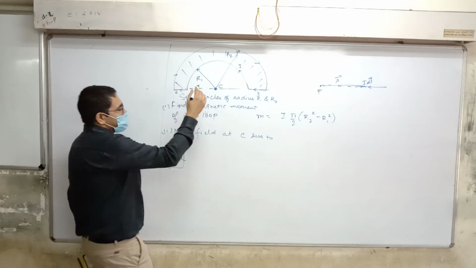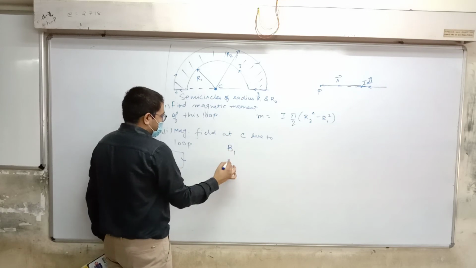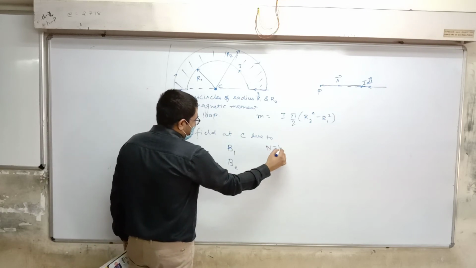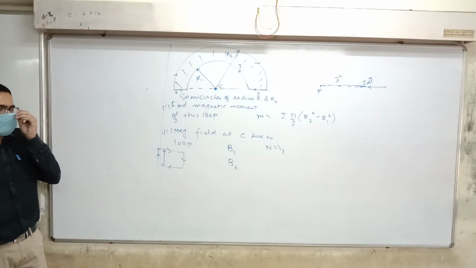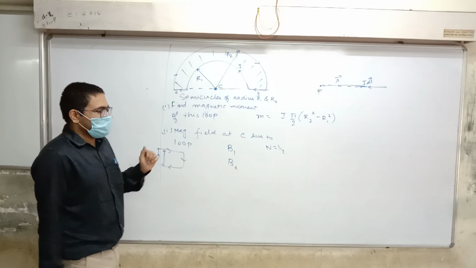Again, consider them to be separate. Find B1, find B2. And remember, both of them have how much turn? Half turn. Right? It is a semicircle, half a turn.